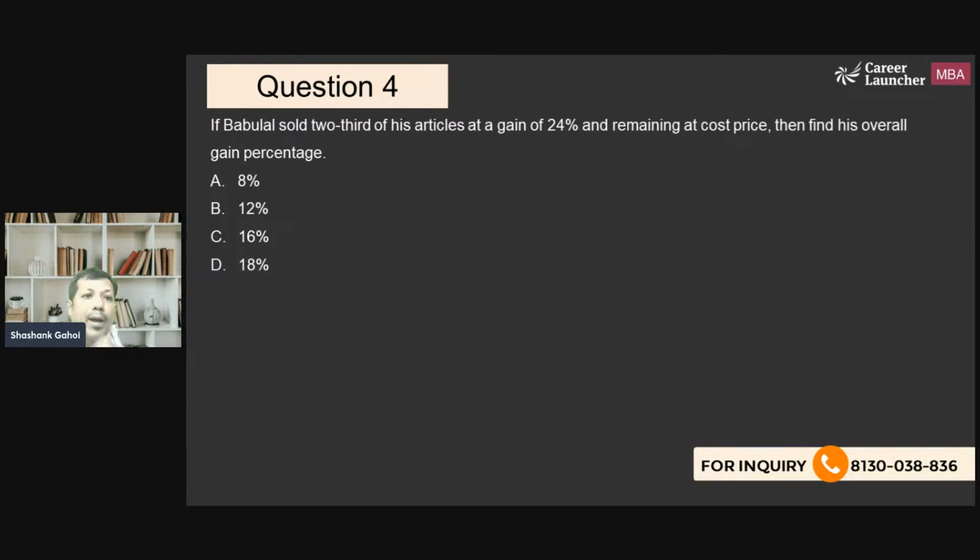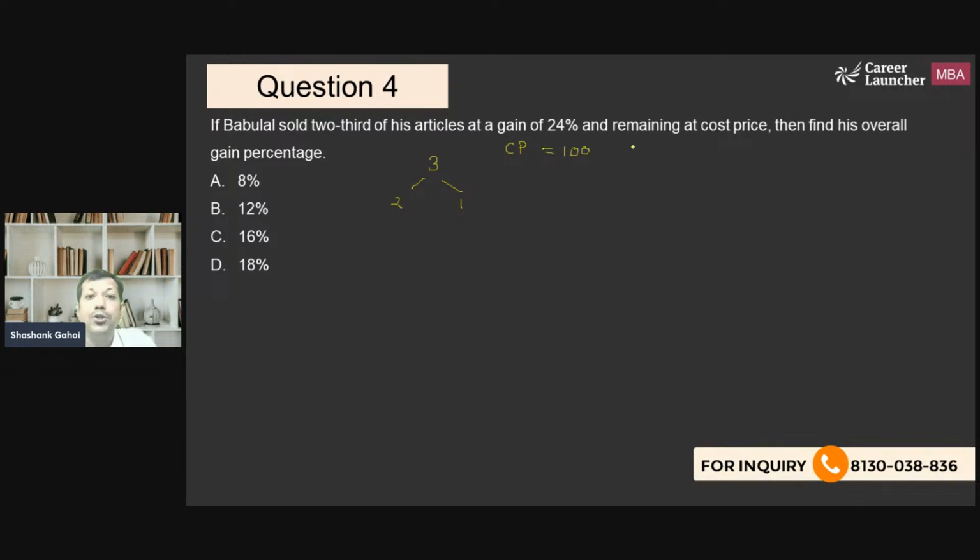If Babulal sold 2/3 of his articles and gained 24% and sells the remaining at cost price, find his overall gain percent. Okay, so let's take the same question with two approaches. Babulal has 3 articles. Out of 3 articles, he is selling 2 at 24% gain and 1 at 0% gain.